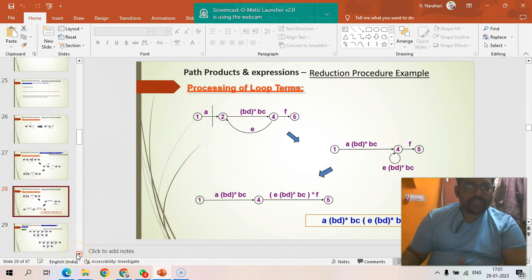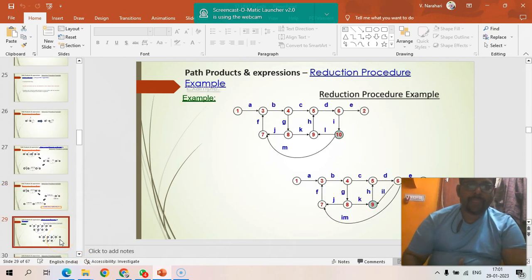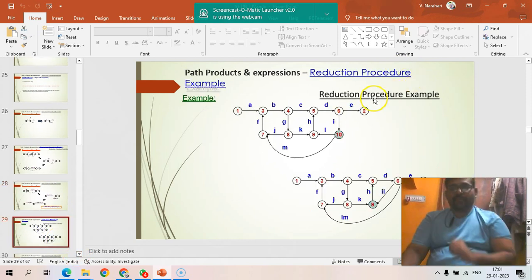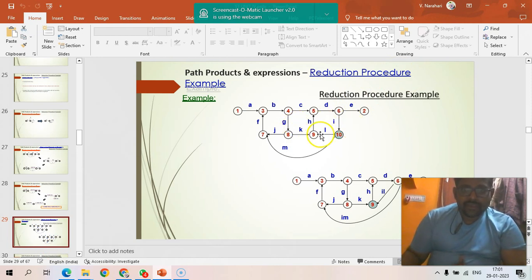We'll go to a reduction procedure example. Let us consider this example. This is a control flow graph and we have a total of 10 nodes. We have to get the path expression between only two nodes, the initial node and the destination node, the starting node and ending node. For that we need to remove the remaining nodes one by one.